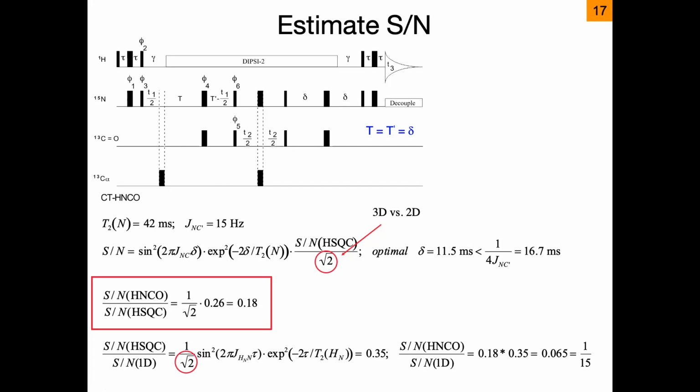But the HNCO is done as a 3-dimensional experiment and the HSQC as a 2-dimensional experiment. So what you need for the 3-dimensional experiment, in addition, is to record the X and the Y component of the carbonyl signal. So you need one increment where this pulse with the phase phi 5 is X, and another increment where it is Y.